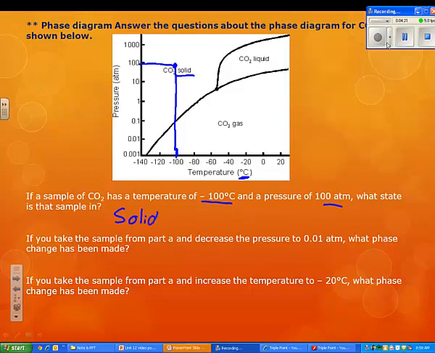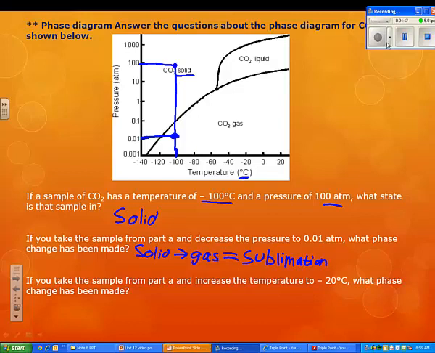So if you take the sample from part A, decrease the pressure to 0.01 atmospheres, which will be right here, what phase change has been made? So if we match this up, that right there is going to be a gas. So we went from solid to gas, which is going to be sublimation. That's going to be dry ice for you.